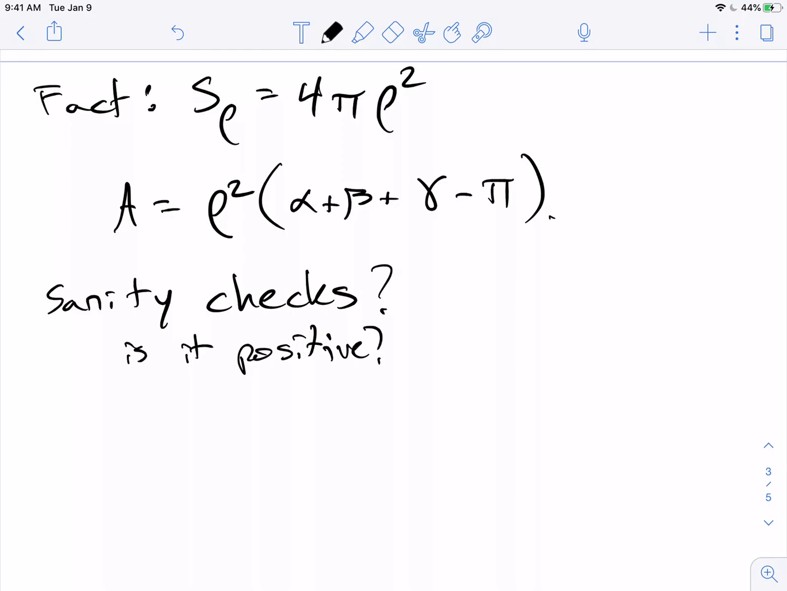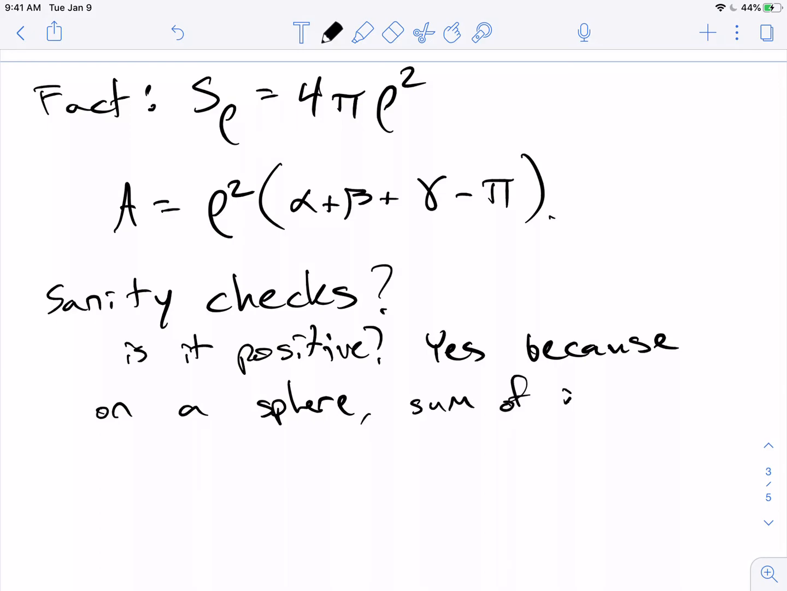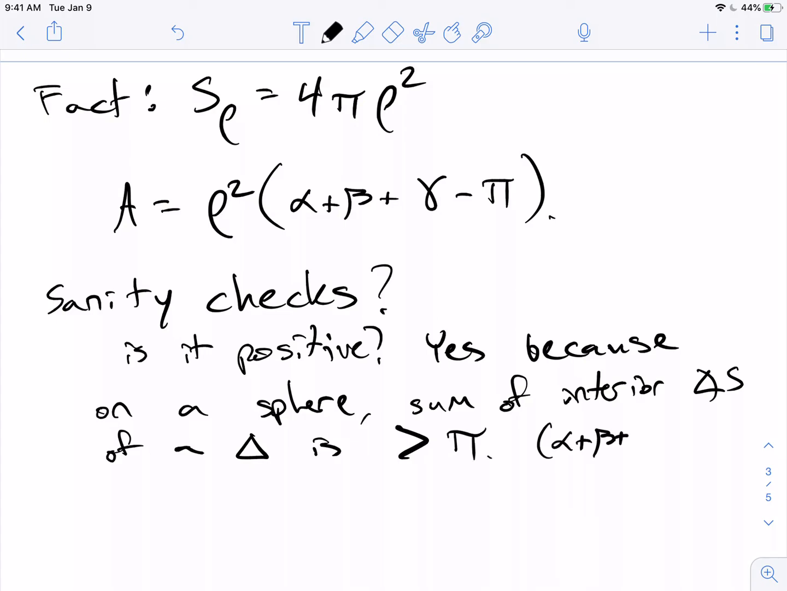Okay, sanity check. Is it positive? Yes, because on a sphere, the sum of the interior angles of a triangle is greater than pi. So alpha plus beta plus gamma is greater than pi. Okay, and that means that the quantity in parentheses in this formula for area is positive. Rho is the radius of the sphere, that's positive, so we're always getting a positive formula for the area.